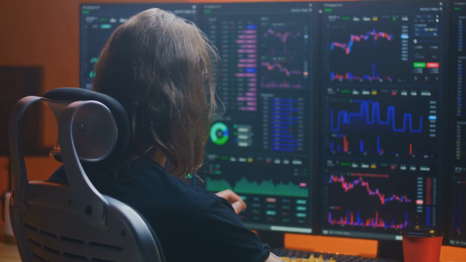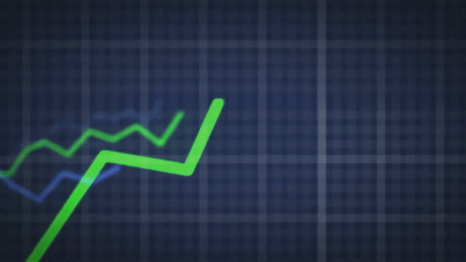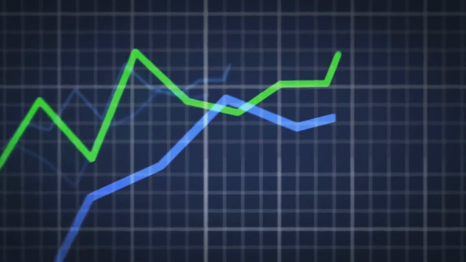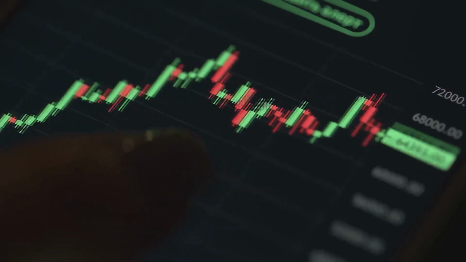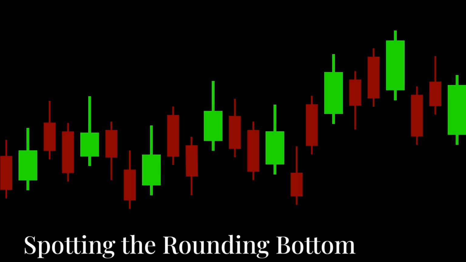Remember, trading is all about identifying patterns and capitalizing on them. The double top and double bottom patterns, when identified correctly, can provide excellent trading opportunities. But always remember to confirm your analysis with other indicators and manage your risk effectively.